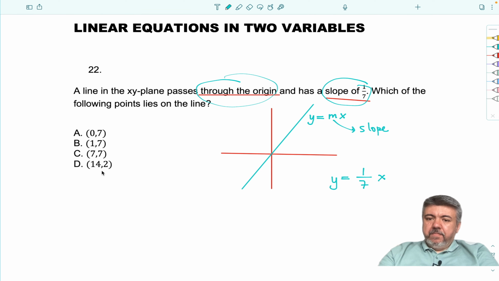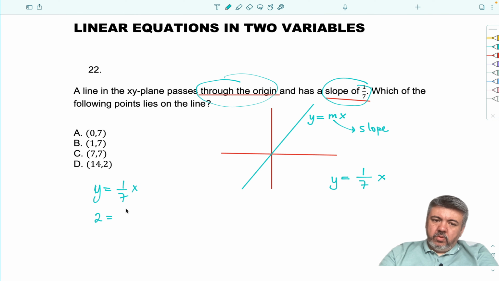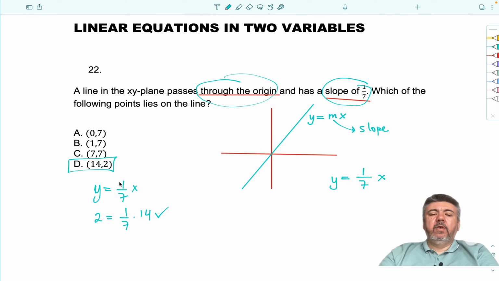So which point lies on that line? Let me see. Choice D, I believe. Y equals 1/7 x. Y is 2, 1/7 times x is 14. Yeah, that's the correct answer. So 14, 2 is the point where y equals 1/7 x passes.